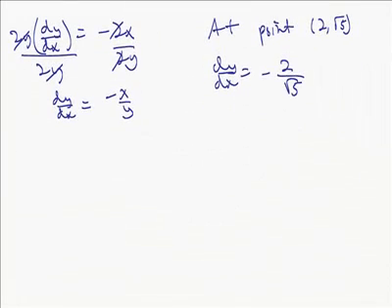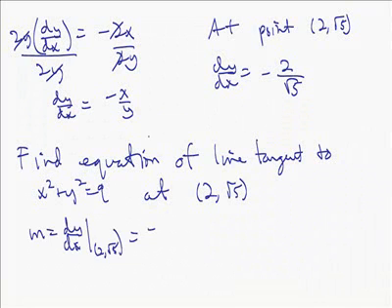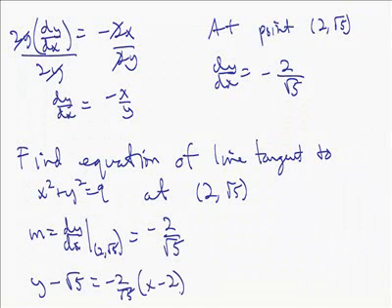So can we find the equation then of the line tangent to the curve x squared plus y squared equals 9, that's a circle of radius 3, at the point (2, square root of 5)? Well, we know that our slope, m, is dy/dx evaluated at our point (2, square root of 5), which again is negative x over y, so negative 2 over the square root of 5. And so we can use our point-slope form then. We can say that y minus the y value, which is the square root of 5, is equal to our slope, negative 2 over the square root of 5, times the quantity x minus 2.